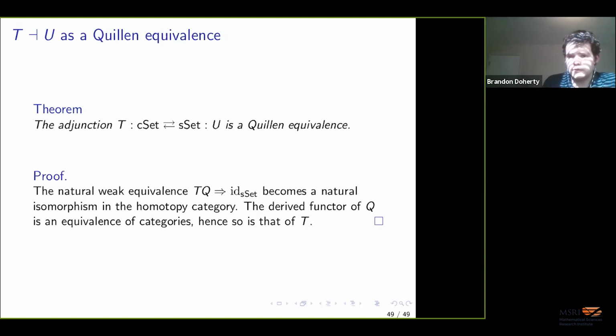So then we know that the derived functor of Q is an equivalence of categories, hence the same is true of T, because what this shows is that they're inverses as equivalences of categories. And that is everything I had there.